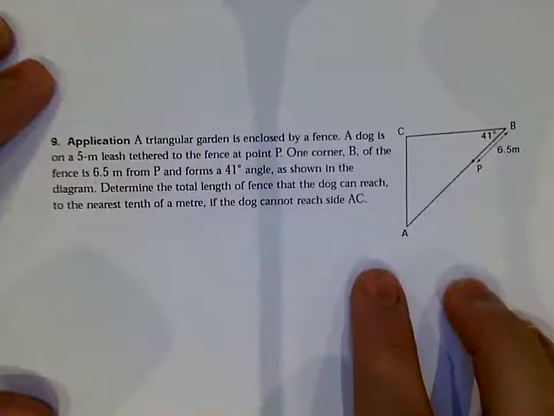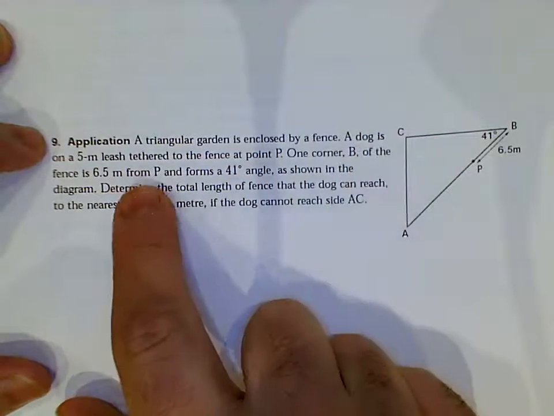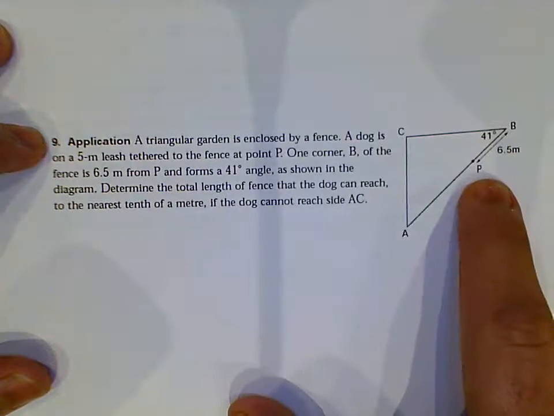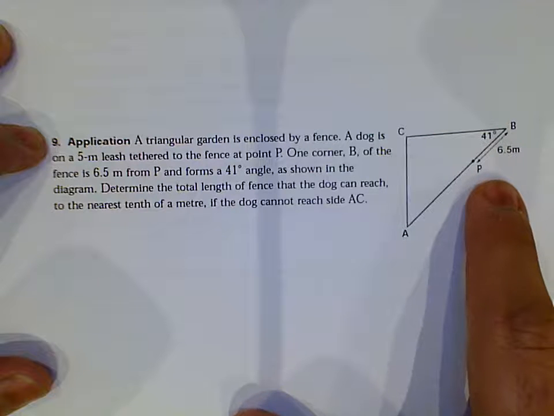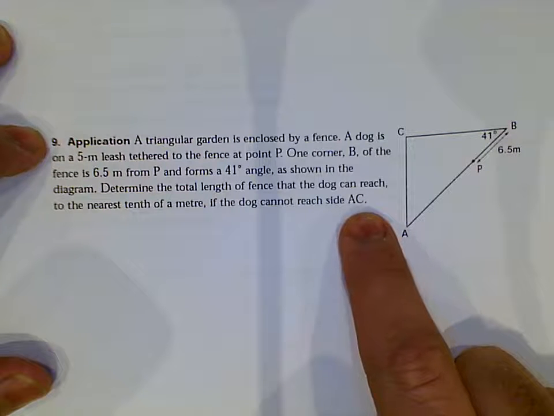There's this application problem here. It says a triangular garden is enclosed by a fence. A dog is on a 5-meter leash tethered to a fence at point P. One corner B of the fence is 6.5 meters from P and forms an angle of 41 degrees as shown in the diagram. Determine the total length of fence that the dog can reach to the nearest tenth of a meter if the dog cannot reach side AC.